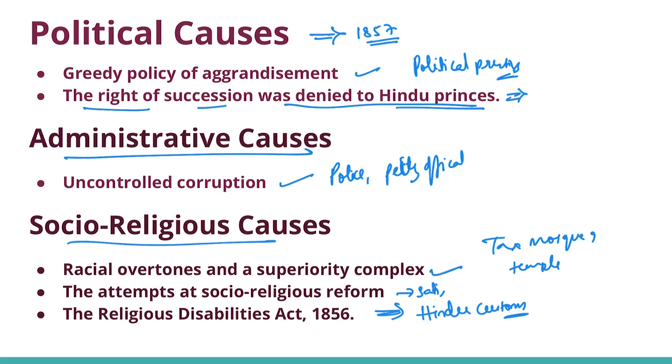For example, it declared that a change of religion did not debar a son from inheriting the property of his heathen father. That means the Hindu princes were denied the right of succession. Suppose if they had changed their religion from Hindu to Christianity or some other religion, then that prince had the right of succession.